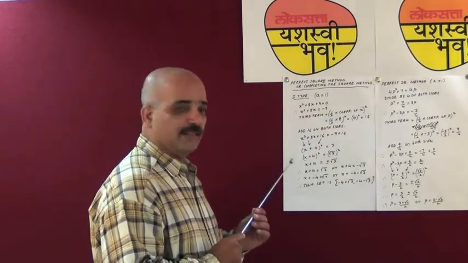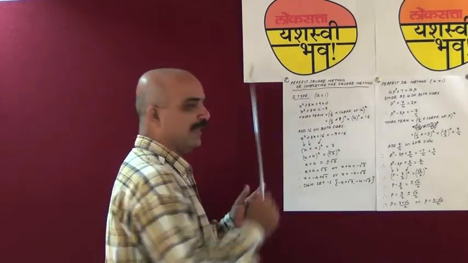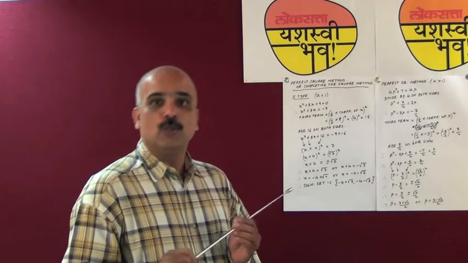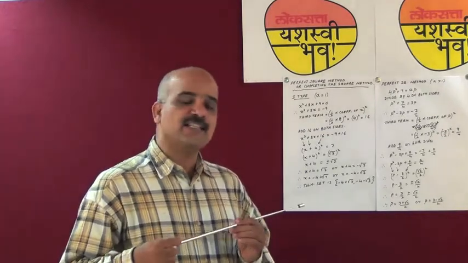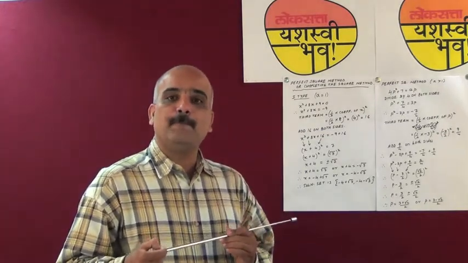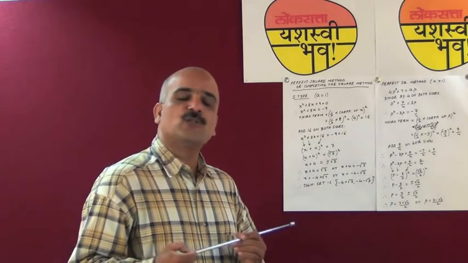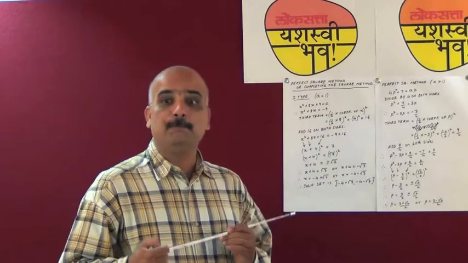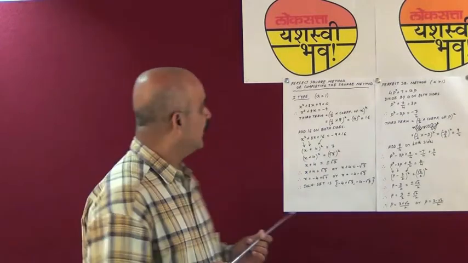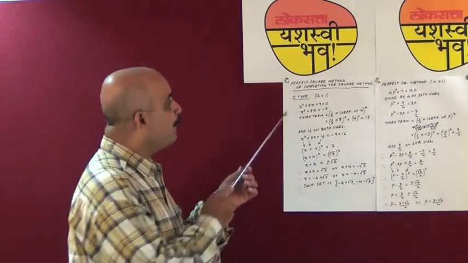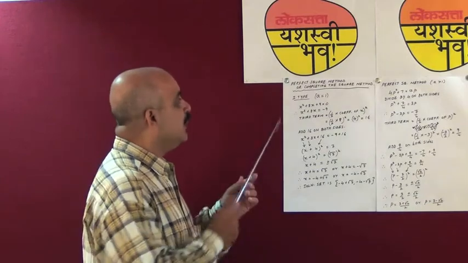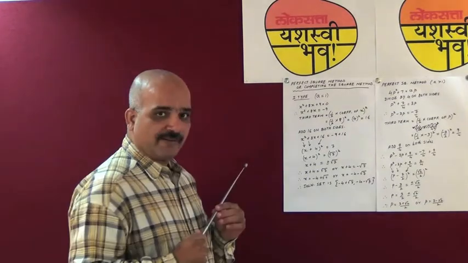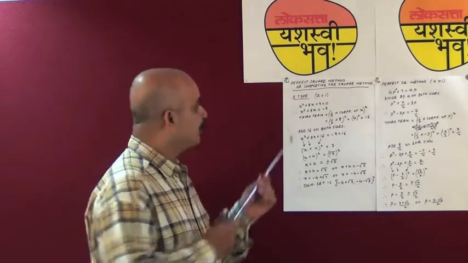Perfect square method or completing the square method, both mean the same. So if in your question paper it is said, solve the following by perfect square method or solve the following by completing the square method, remember that both mean the same. Now for the perfect square method, let us see two quadratic equations, one by one.